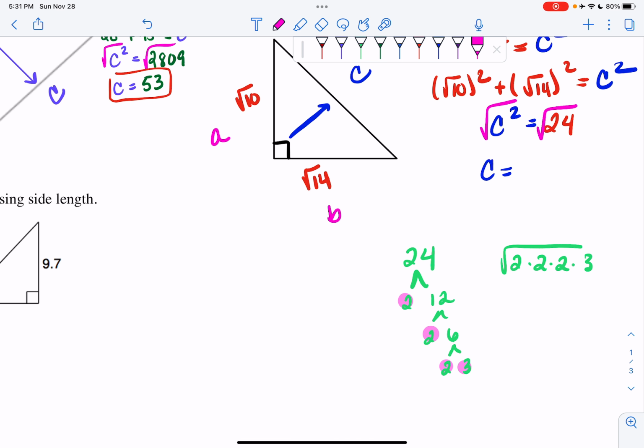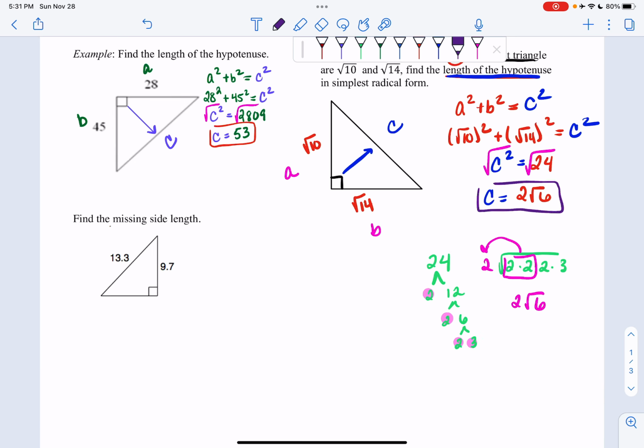Double on the inside, single on the outside. So I have a double 2. So I have 2 radical 2 times 3, which is 6. So I can say C is equal to 2 radical 6. And that's my final answer.